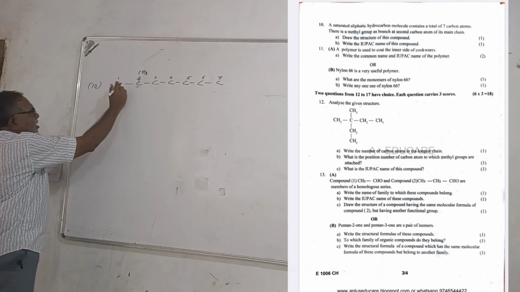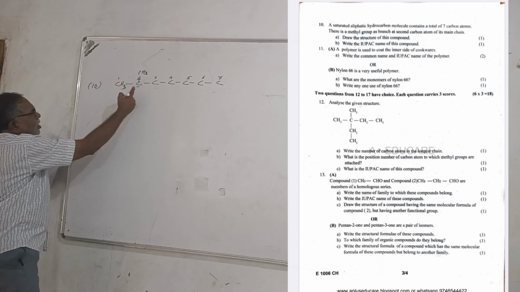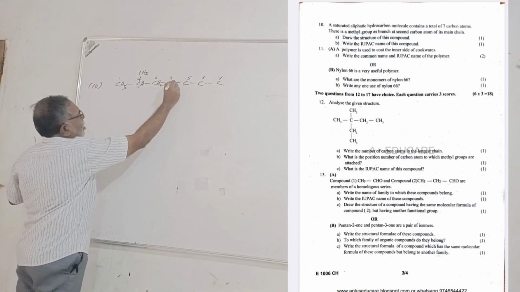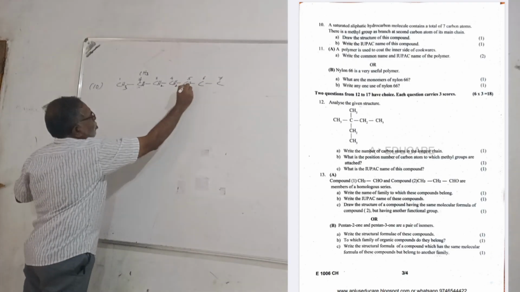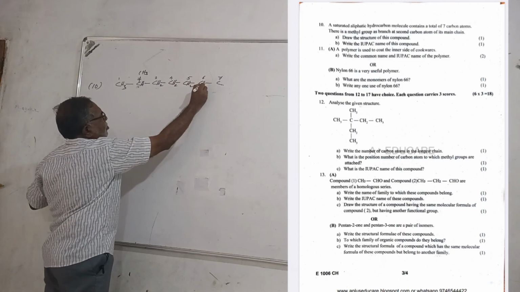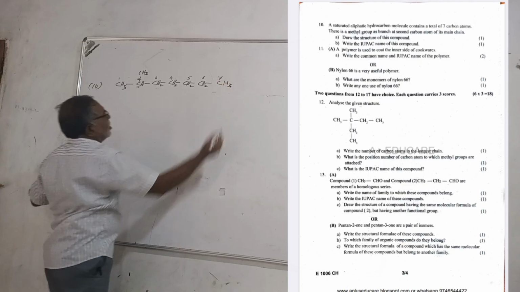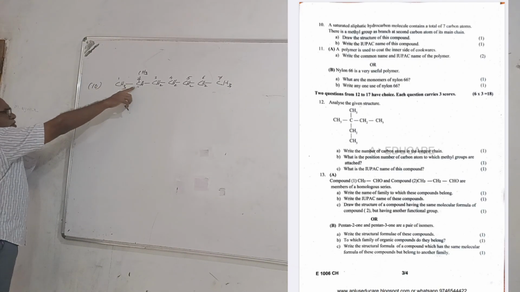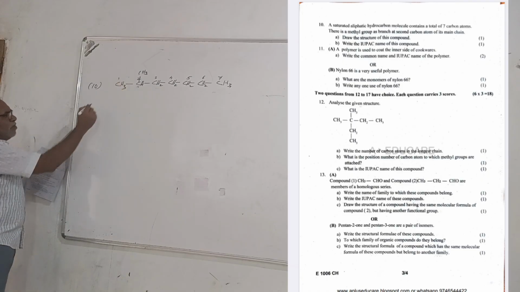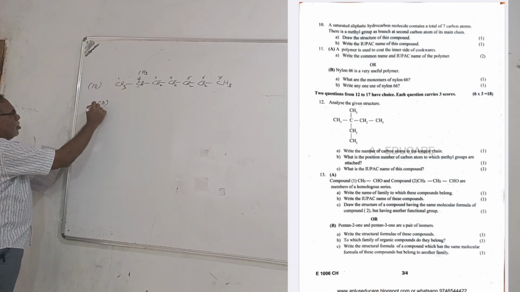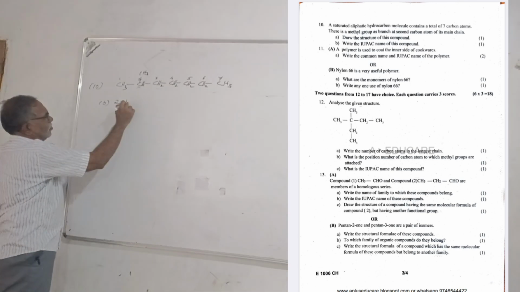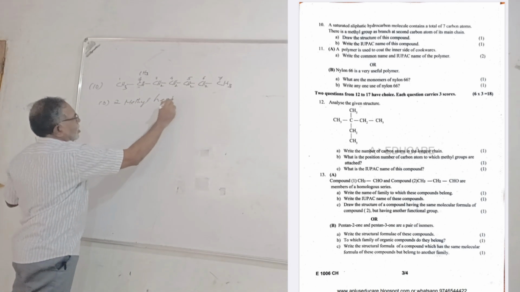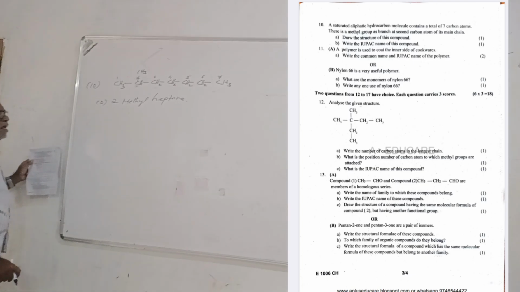Now put the hydrogens here 3, here 1, here 2, here 2, here also 2, and here 3. 7 carbon atoms, so heptane. Second carbon atom, there is a methyl group. So the name of this compound is 2-methyl heptane.